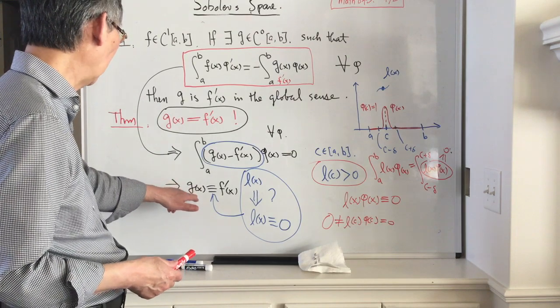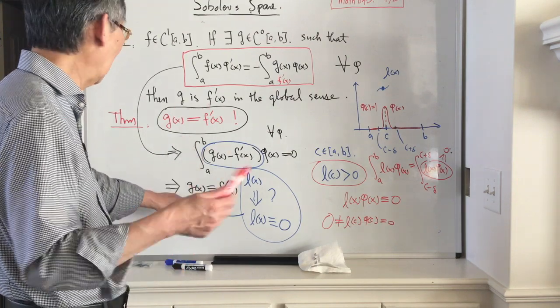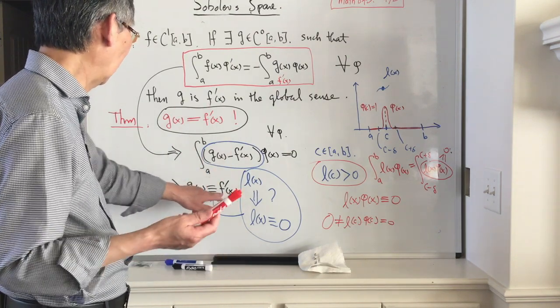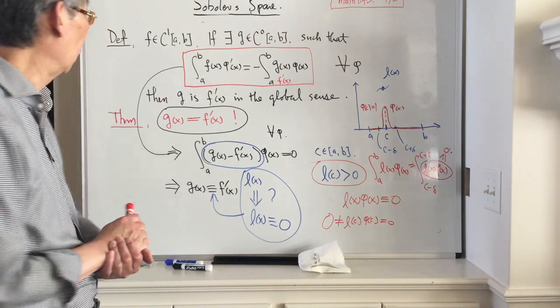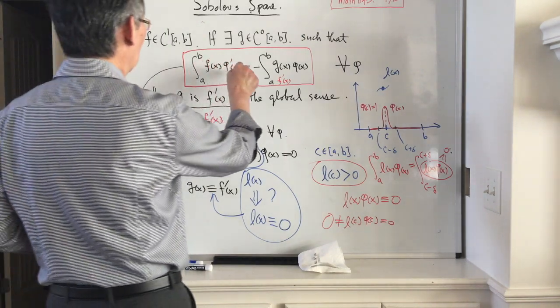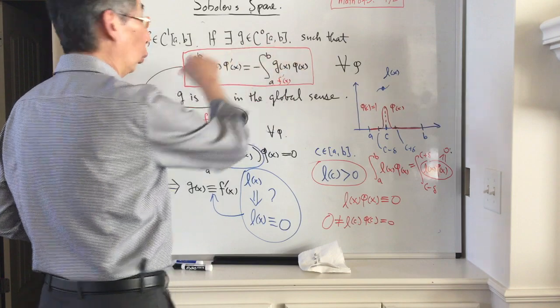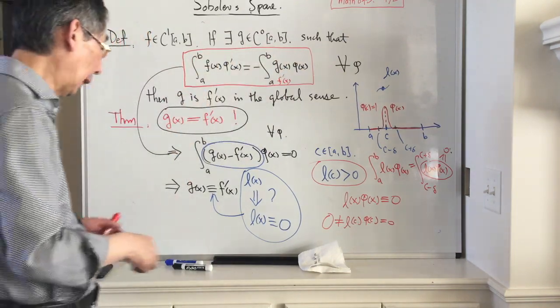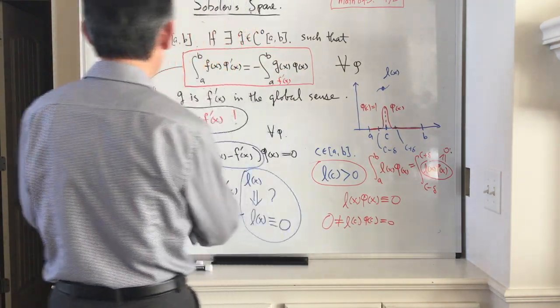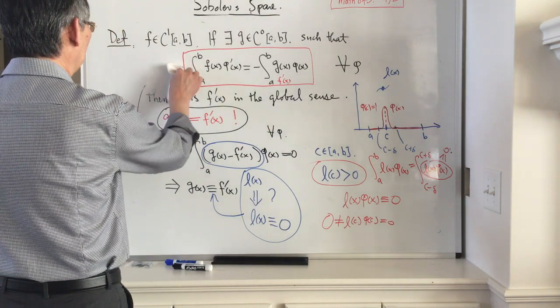So this shows that the g function is not another function, it's just f prime. So this justifies that I can use this to redefine the derivative in this way. So that's the starting point of defining the weak derivative.